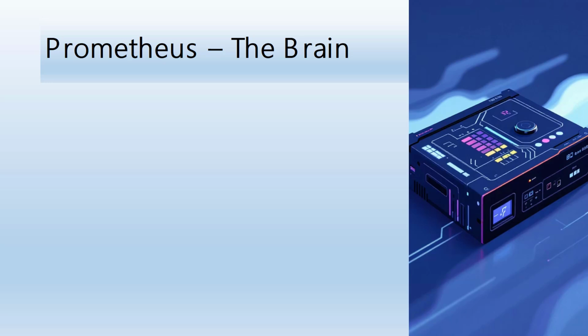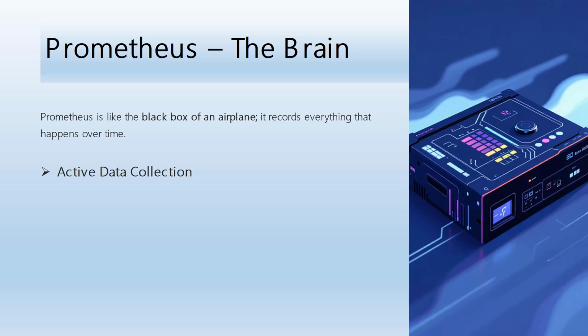Now let's understand Prometheus. Prometheus is just like the black box of an aeroplane. It records everything. It doesn't wait for metrics, it actively scrapes data from exporters at regular intervals. And it stores this data as a time series, that means every metric value is tied to a timestamp. Prometheus also gives you a query language, that is PromQL, to analyze the data.